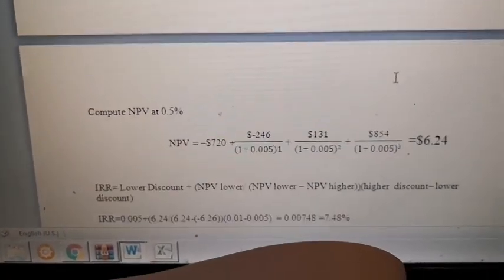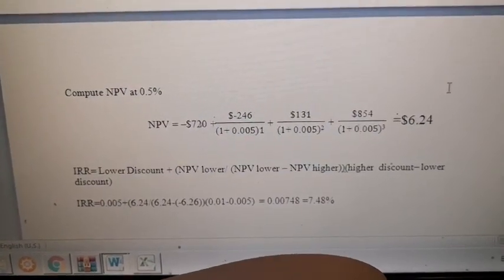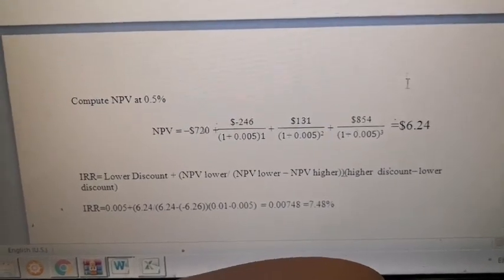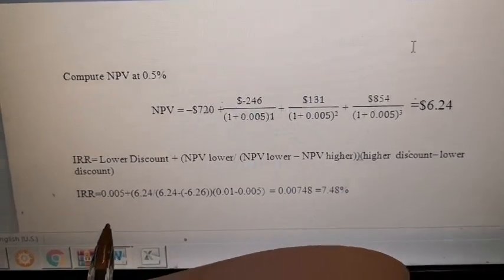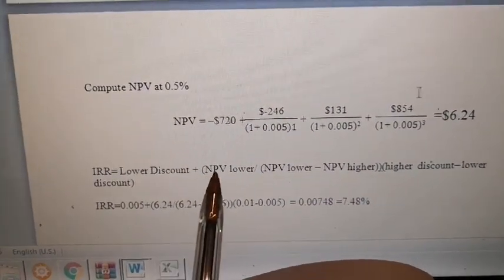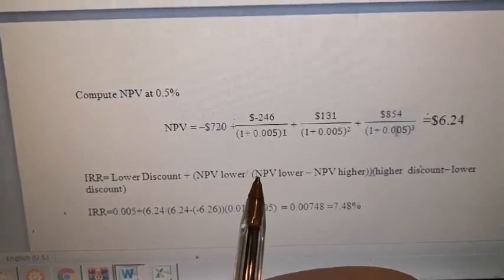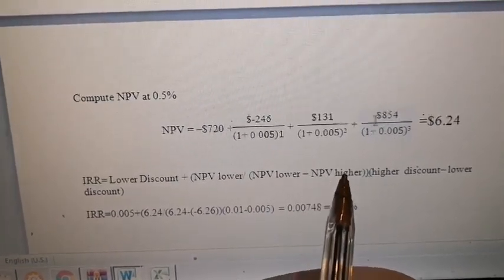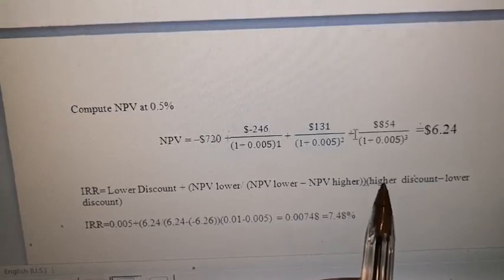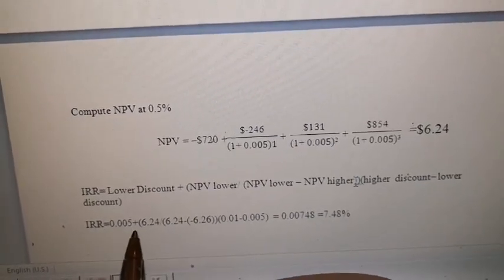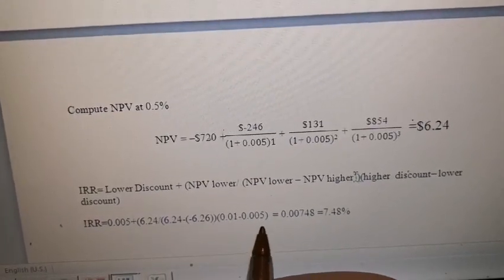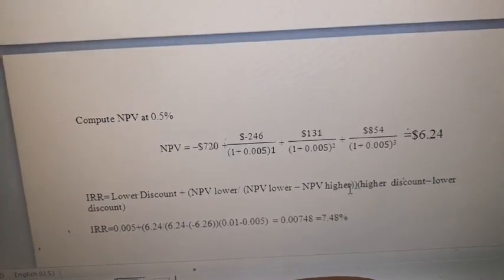Now we can use the formula to compute, the approximate formula to compute IRR. IRR equal lower discount plus net present value lower over net present value lower minus net present value higher into higher discount minus lower discount. Substitute the values and the answer is 0.748%.